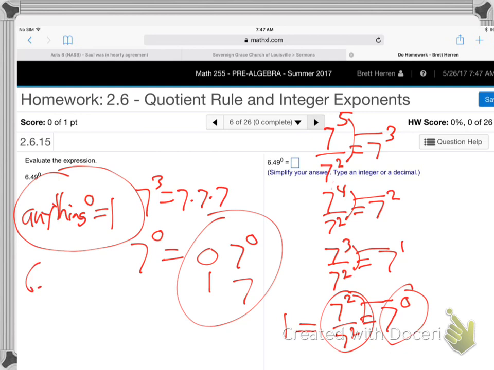So, what is 6.49 to the 0 power? That's the real question they gave me. 6.49 to the 0 power. What's that? 1. What's 7,516,216 to the 0 power? 1. You're hoping for a lot of these on the test, right? If there's a bracket with a 0 power, that whole bracket is just 1. Everybody seeing that?